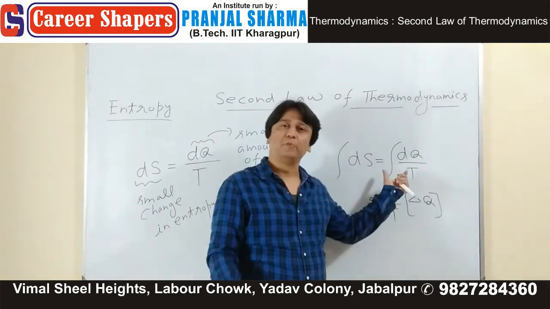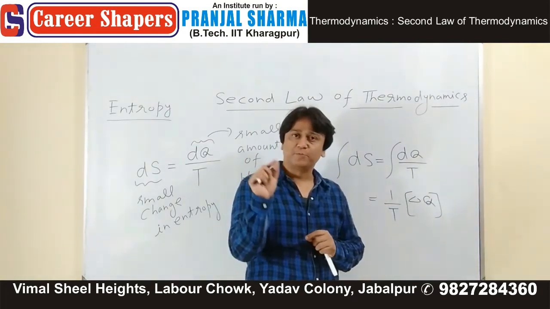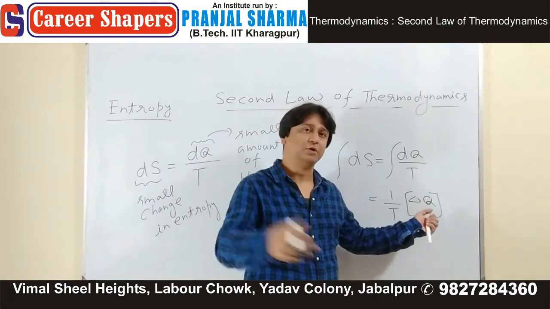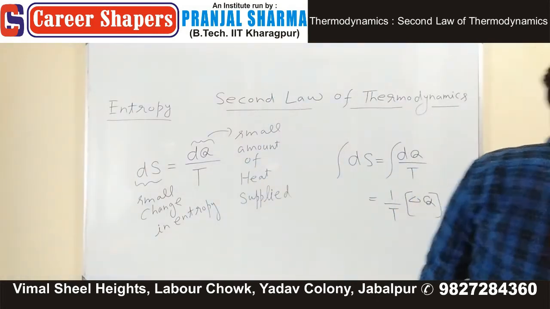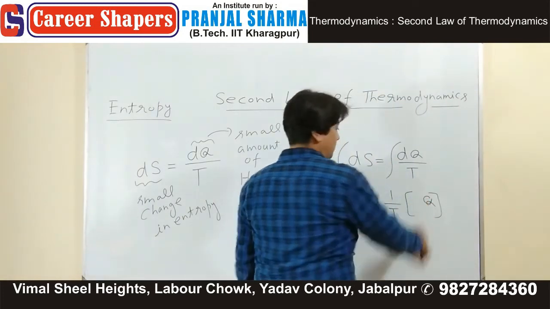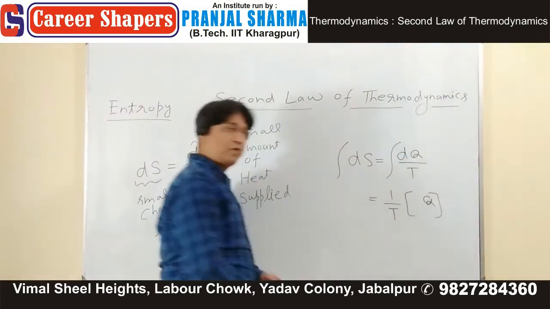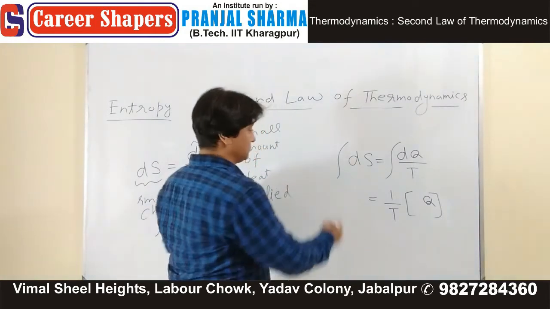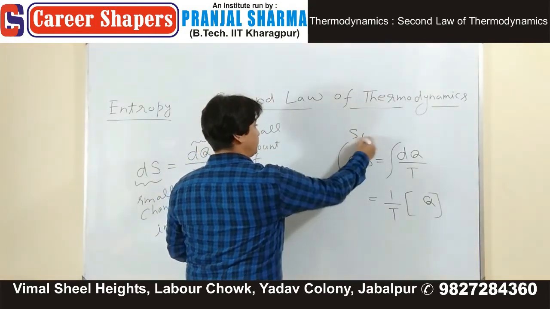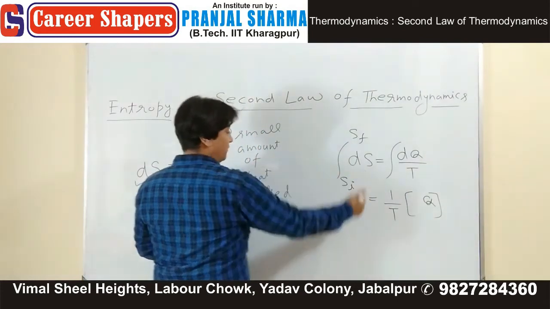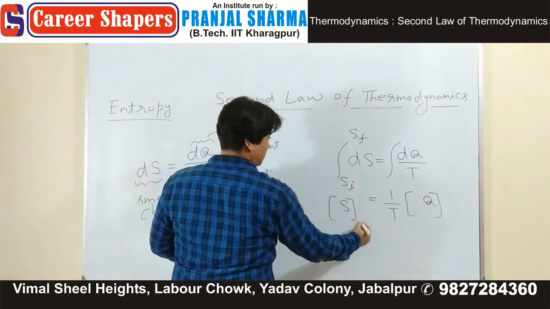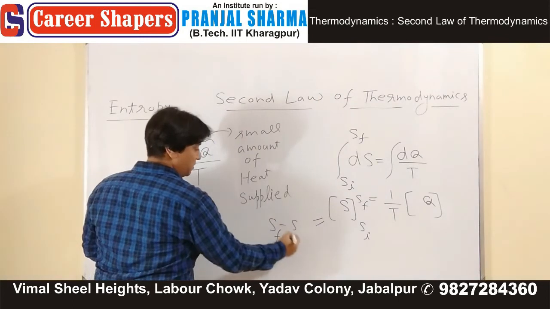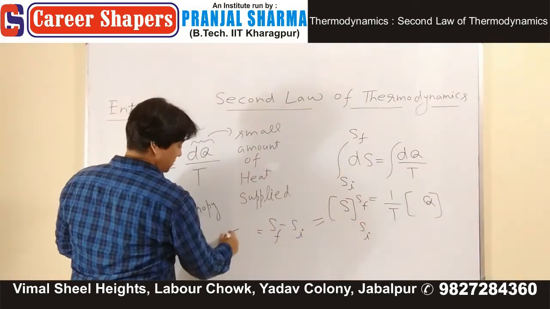dQ means what? Small heat supplied. That small heat becomes large heat. You can call it delta Q, or you can simply say Q, doesn't matter. Let's remove the delta part. What is dQ? Small. And we are looking for the change in S. Change in S means S initial, S final. What is integration of dS? S with limits, S initial to S final, or S final minus S initial. What is this? Delta S.